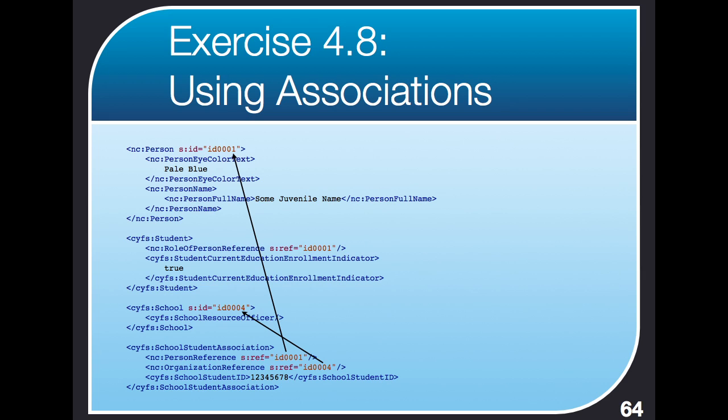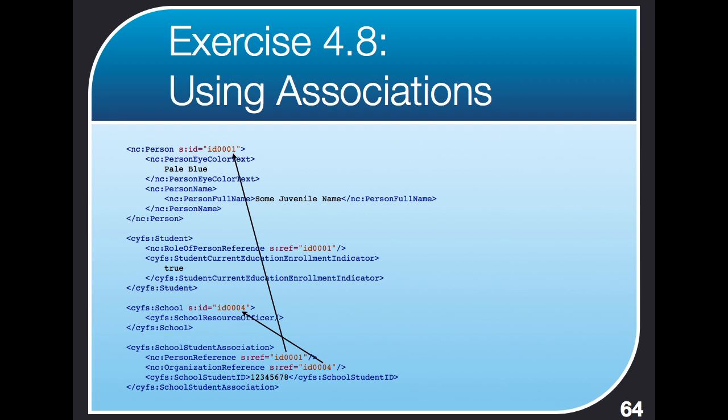Finally, we have the school student ID. And what's interesting there is you have to remember that the school student ID is not really a piece of information about the student, his or herself. It's really about that student's enrollment at a particular school. So it really is part of the association and not part of the student role. And so that's the school student ID. And all of that links all that together.